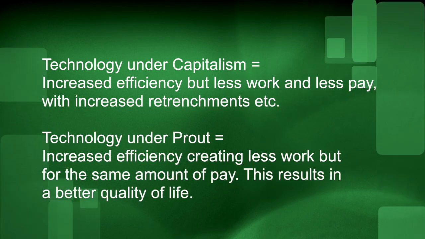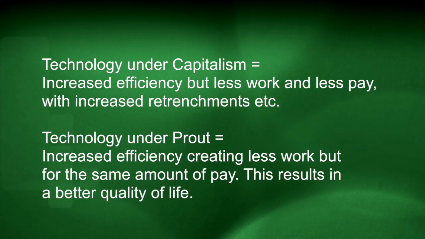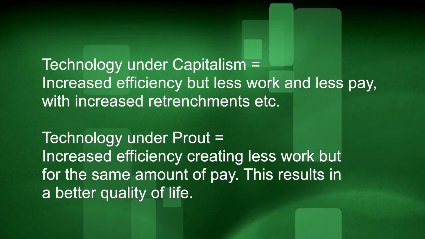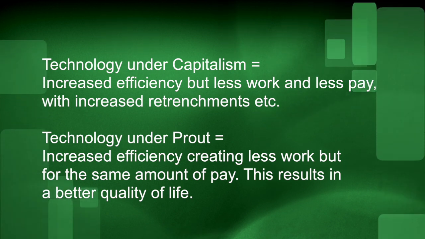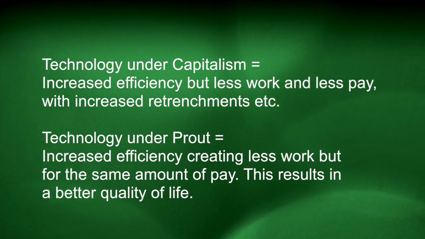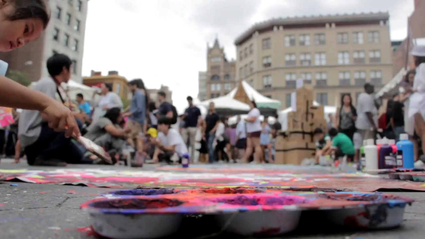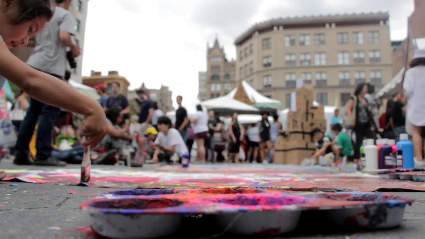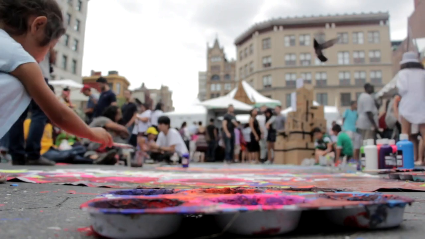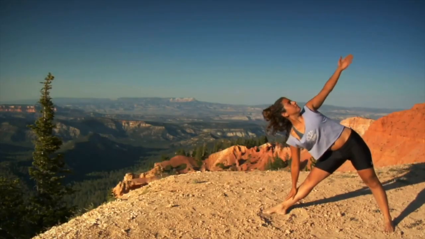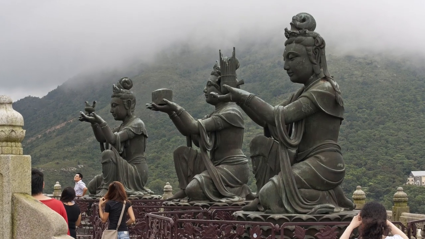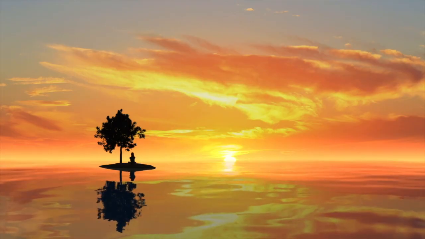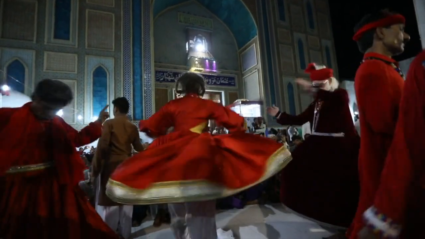It should be noted that under capitalism, less work due to the advances of technology means less pay, if not retrenchment. However, under Prout, it means less work for the same amount of pay. This fosters a much richer, happier, and more meaningful society. This increase in spare time creates opportunities for more rewarding pursuits that have little or no drain on material resources, like sport, art, adventure, science, religion, philosophy, altruism, and spirituality. This fosters a much richer society.